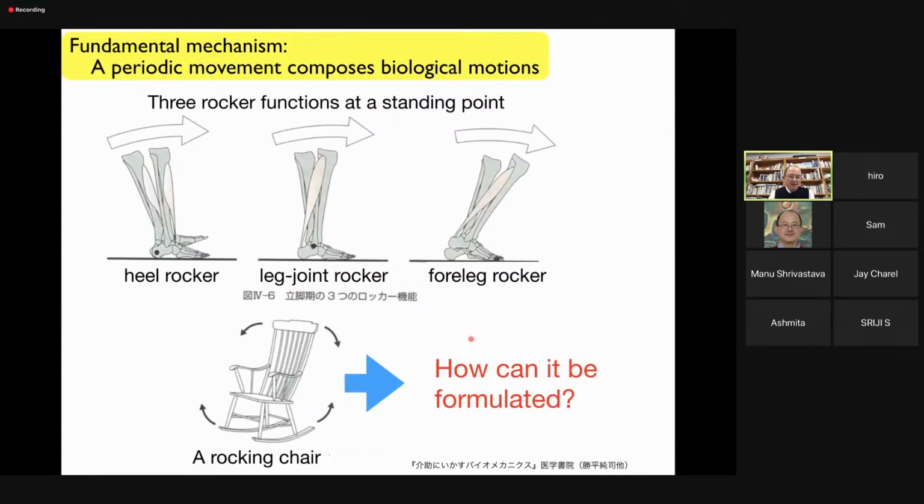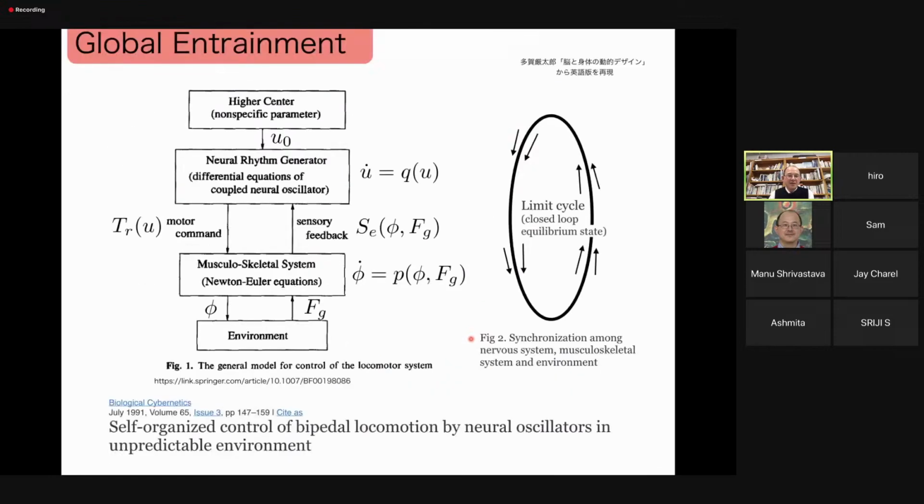The next question: how can we generate this kind of rocking chair motion? What kind of mathematics can explain the mechanism of this phenomenon? This is a famous paper, a kind of Bible for roboticists. My senior, Professor Gentaro Taga, proposed a synchronization mechanism inside the robot.